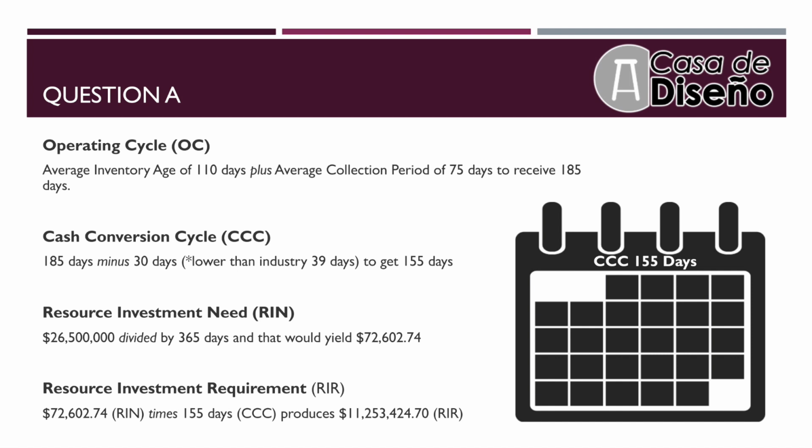$26,500,000 divided by 365 days, and that would yield $72,602.74. Then we need to take that total of $72,602.74 and multiply it by 155 days, and that would give us the resource investment requirement of $11,253,424.70. Note, we are assuming a 365-day year and assuming that the operating cycle investment per dollar of payables, inventory, and receivables is the same.